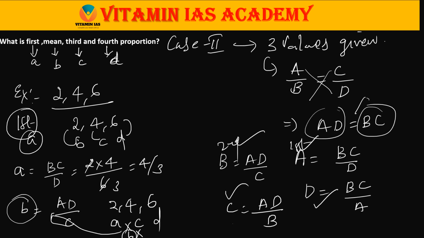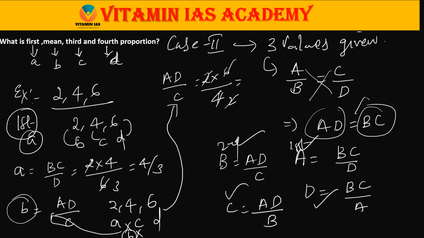So what is the formula here? AD by C. What is the A value here? 2. What is the D value here? 6. And what is the C value here? 4. So you will get 3 as the second proportion. In the same way you can do C, D also.